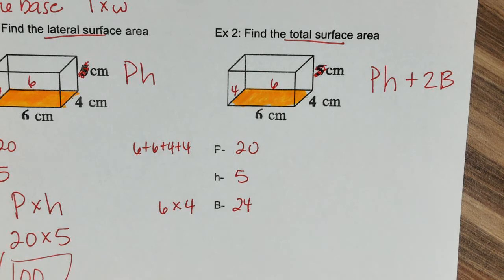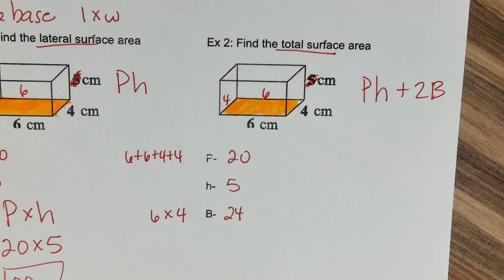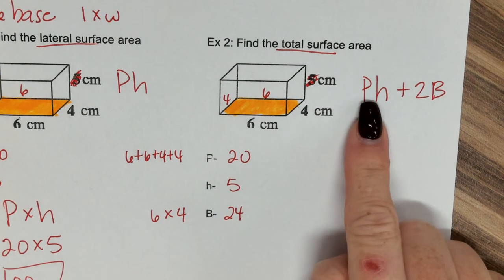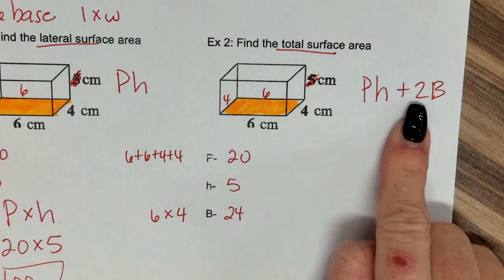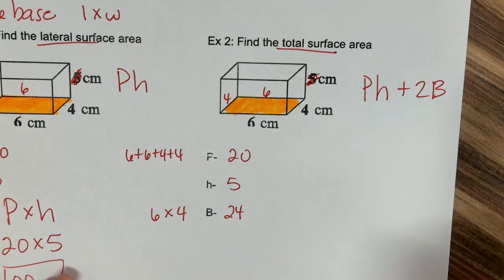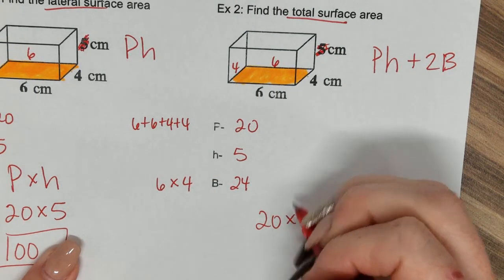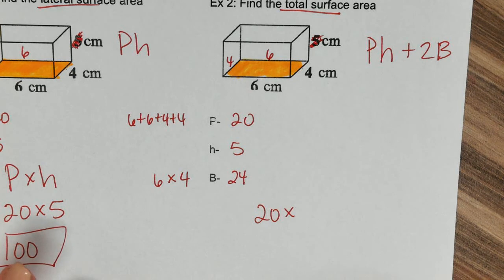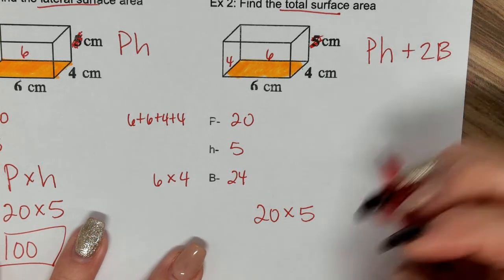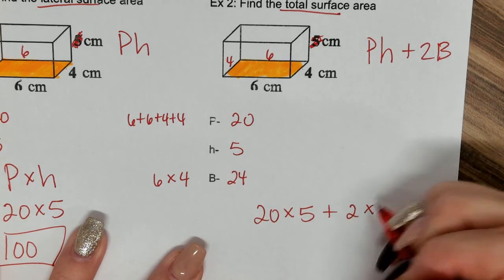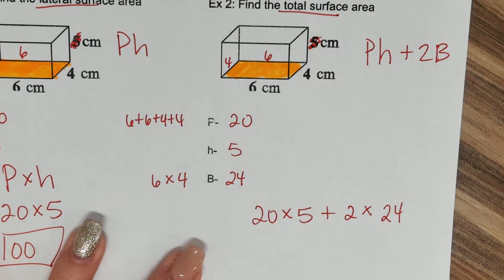What does the recipe, the formula, ask us to do with these numbers? P times H plus 2 times B. So I'm going to do 20 times, what's the H? 5. What's next? Plus 2 times, what's the B? 24.